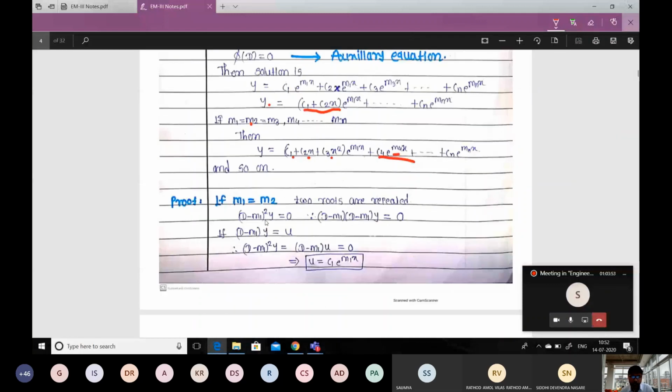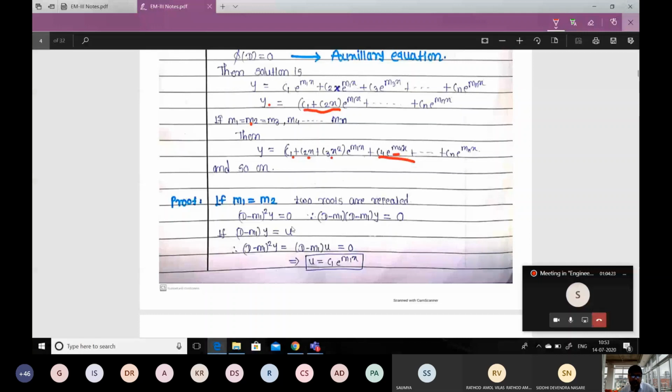I'm just considering one particular example so that you will understand why we are going to use this x and x square onward. So (D minus m1) square times y equal to 0. What is the auxiliary equation? Obviously, the term inside this bracket is the auxiliary equation. So this can be written as (D minus m1) into (D minus m1) times y. Because of that square, I'm just writing it in terms of factors. So (D minus m1) times y equal to 0.